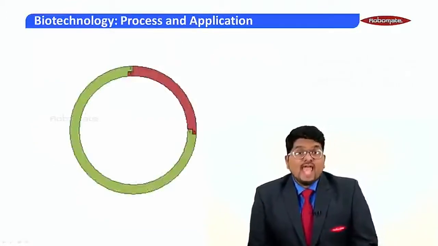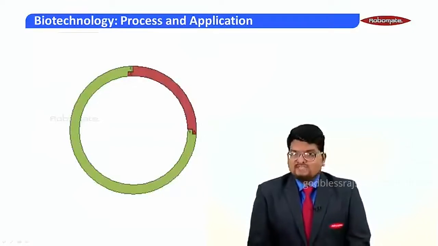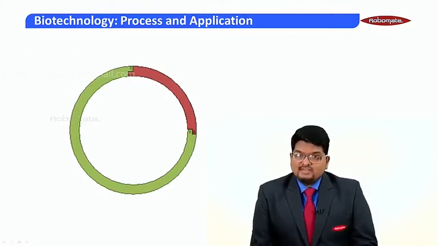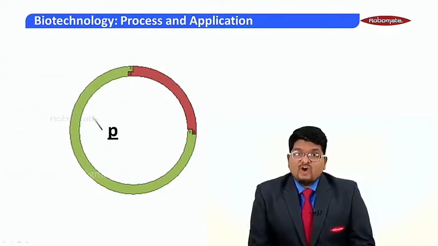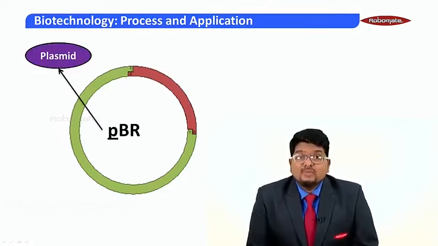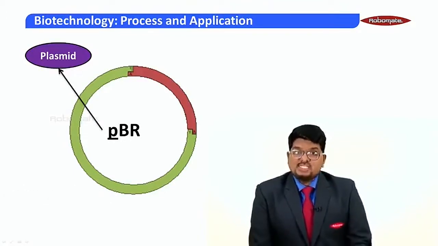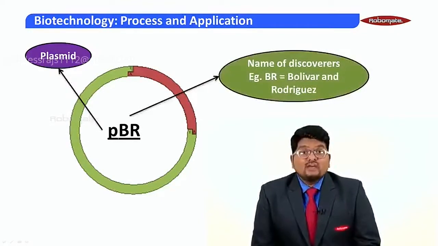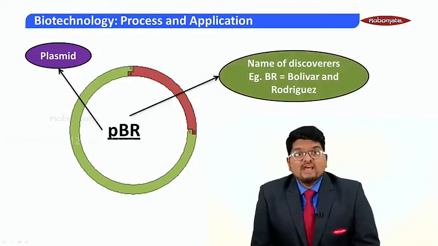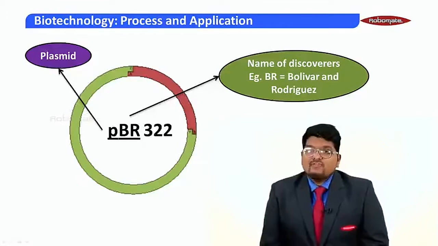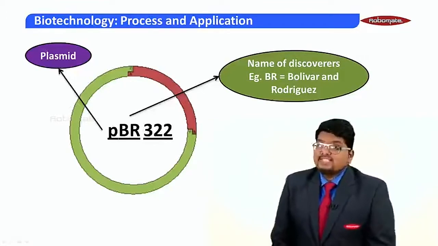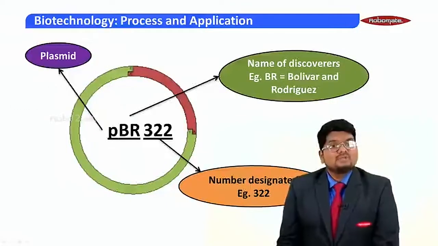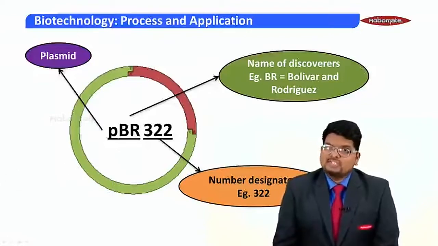Now let us move ahead and take a look at the nomenclature of the plasmid, that is how the plasmids are named. It begins with a first letter, a small letter p, which stands for plasmid. Next, it will be followed by a few initials. Here we can see the initials as BR, which stand for the discoverers of this plasmid, Bolivar and Rodriguez. And then we have the number 322 that is designated to the plasmid, which is basically the 322nd plasmid that was discovered by Bolivar and Rodriguez.